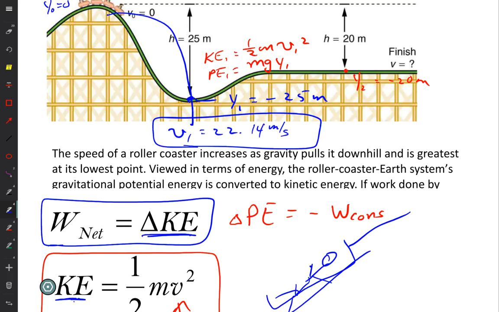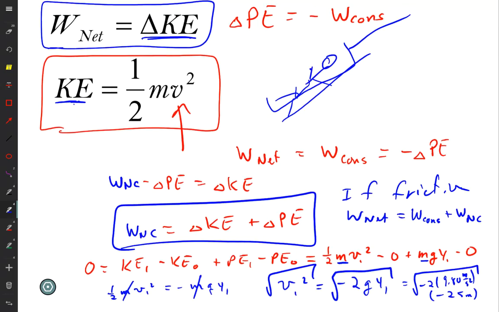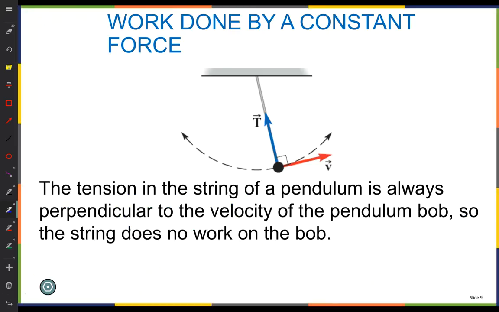And now, of course, after doing the first one, we could easily find the finish speed by doing the same calculation, but replacing the minus 25 with the minus 20. So that is a simple type of work energy problem. In a moment, we'll do a slightly more complicated work energy problem, another roller coaster problem, because I like roller coasters. But first, we're going to consider another situation for conservation of energy.